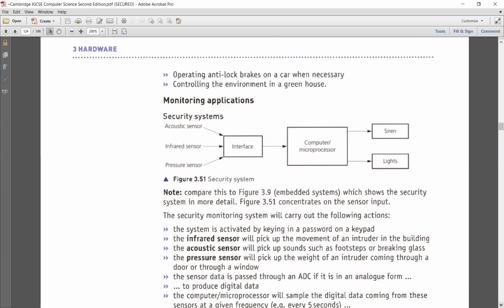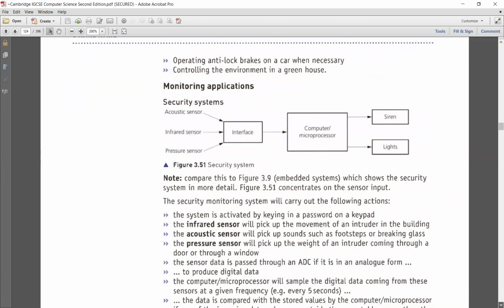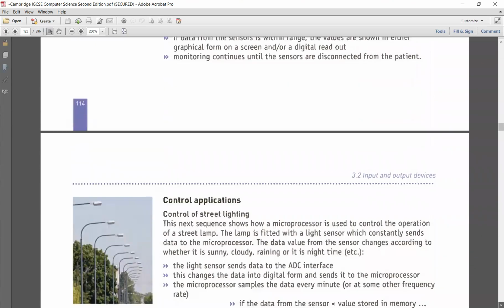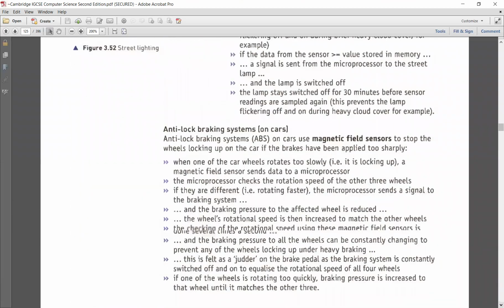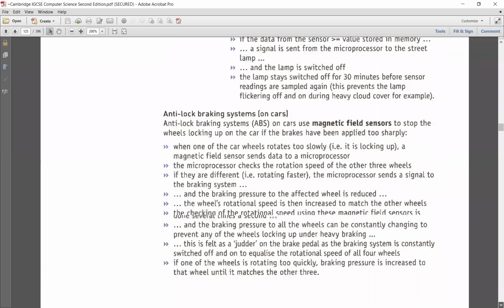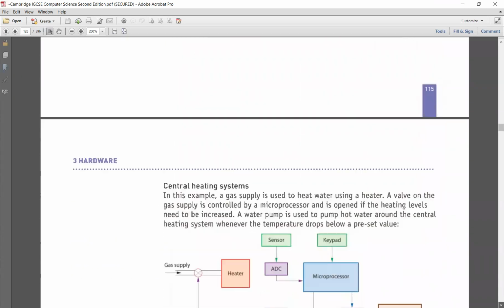Just read them on your own. They are very simple ones which you can easily comprehend yourself. Look at how the different applications are handled. A question can come in your paper which you can answer very easily if you have read these applications just for reading purposes.